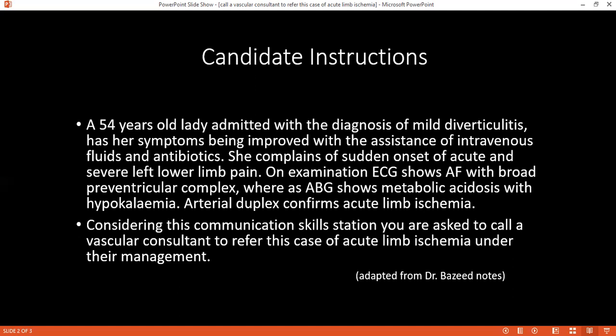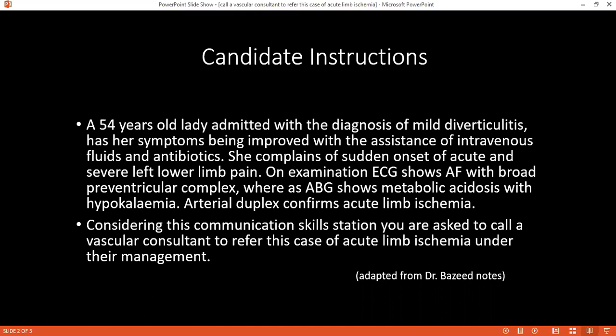Is it urgent? Can you send her tomorrow morning instead? I fear that this is urgent. The patient needs urgent intervention because this is acute limb ischemia, so there is a fear of loss of limb. Okay, do you need a cardiologist to review before transfer? Actually, she needs the cardiologist after the transfer, as the most urgent thing here is acute limb ischemia.